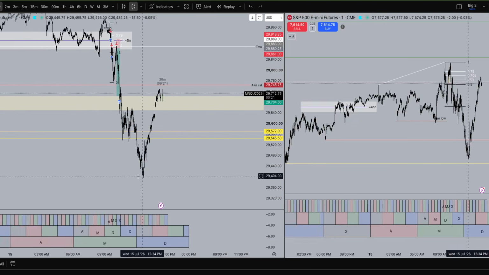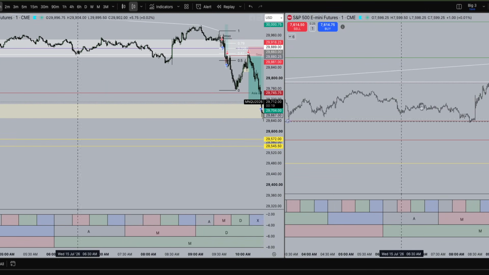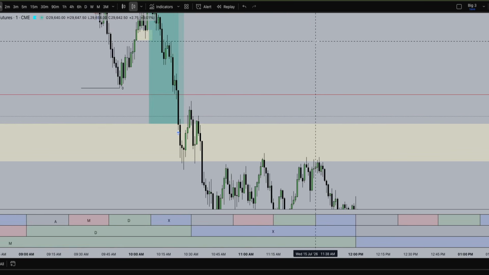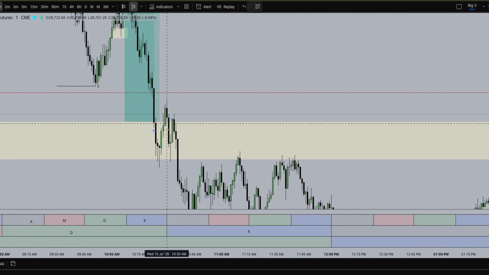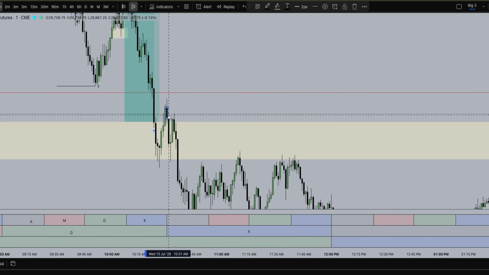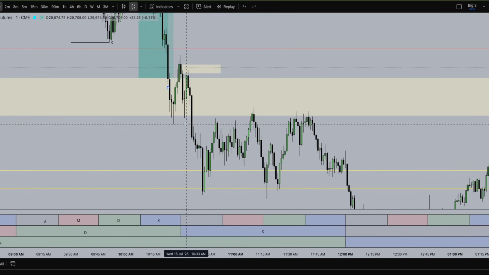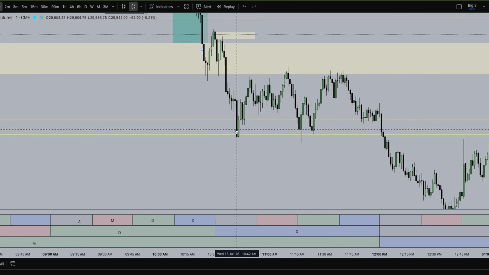You can see that we kind of just stalled here. I actually really like how 10 a.m. move. Sorry, not 10 a.m., 10:30. 10:30, and this is our 90-minute, sorry, our 6 hour gap. 10:30, completely rejected price, all the way down. Immediately after 10 a.m. 10:30, our drawn liquidity was hit, which would be these lows.